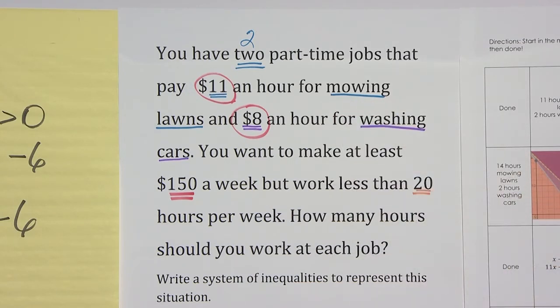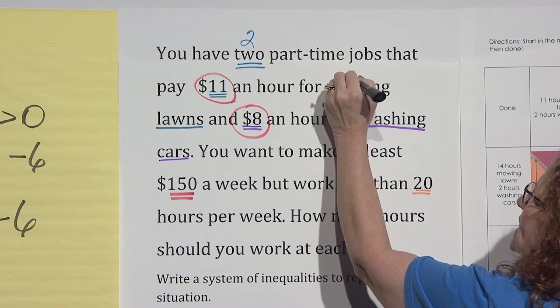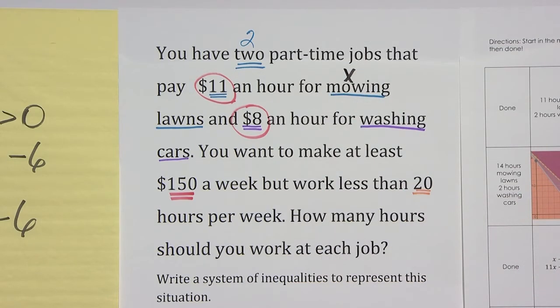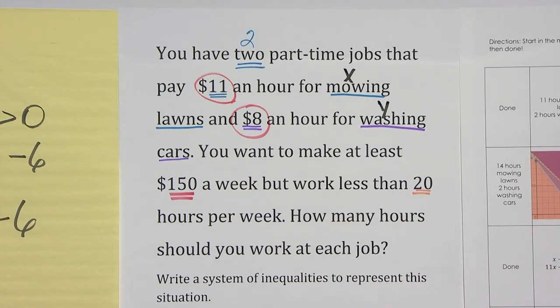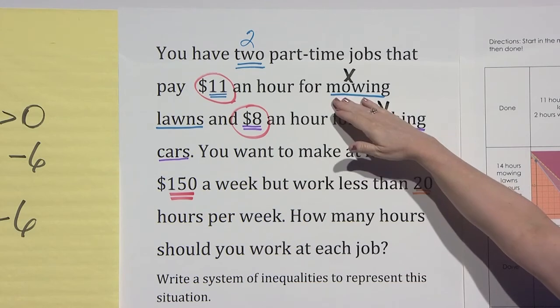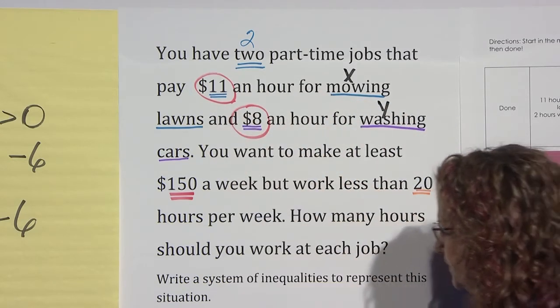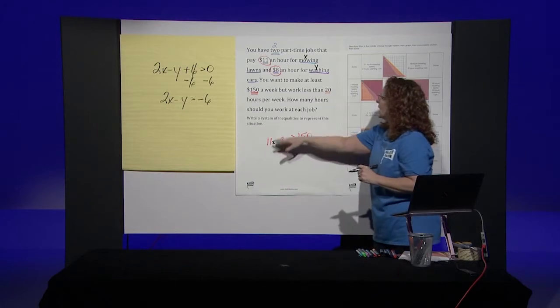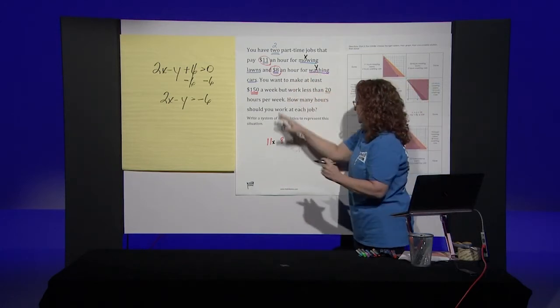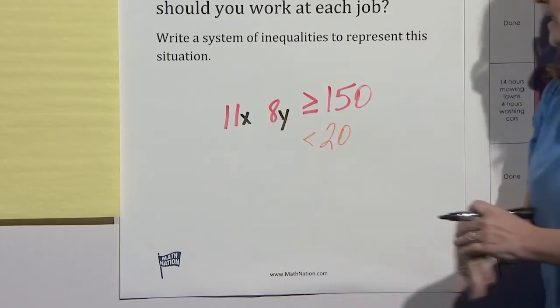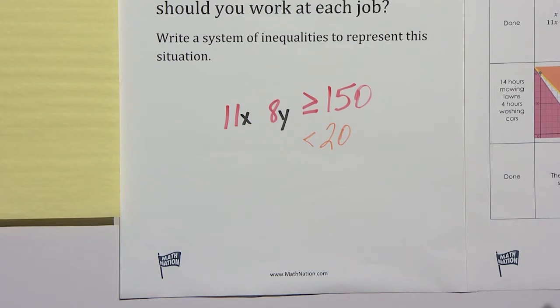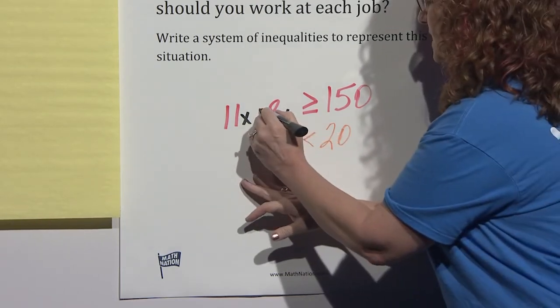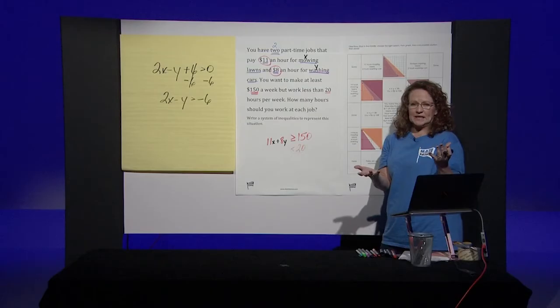So we can use any variable, but how about for this one we just go ahead and use X and Y. So I'm going to name mowing lawns X, and I'm going to name washing cars Y. Those are our two unknowns. So now I'm going to put mowing lawns with the 11, and I'm going to put washing cars with the 8. Now am I going to add them together to get my 150 or am I going to subtract? Excellent. I'm going to add them. So now I have my money inequality.